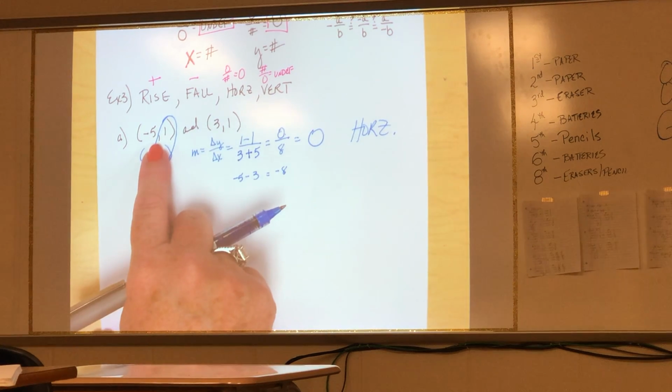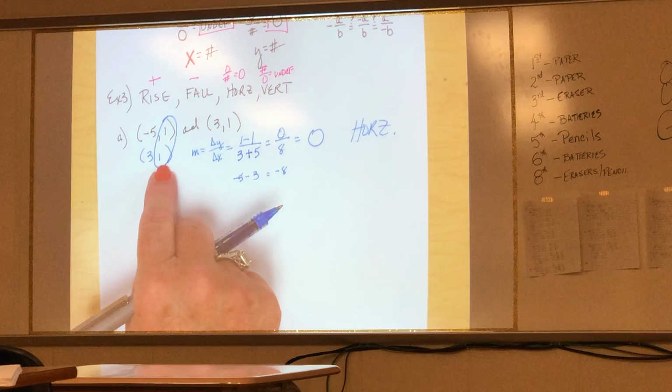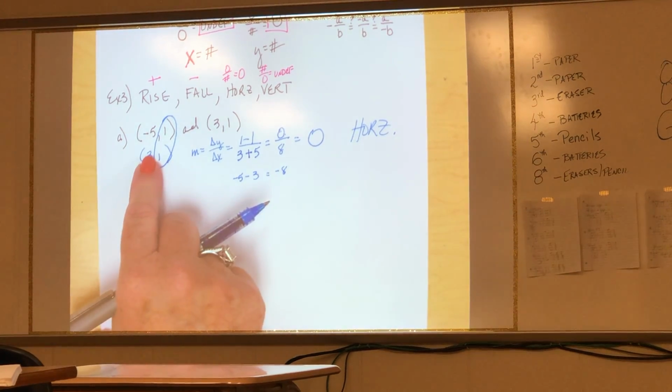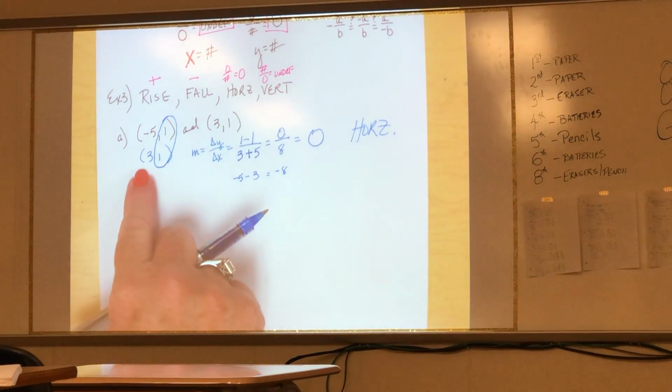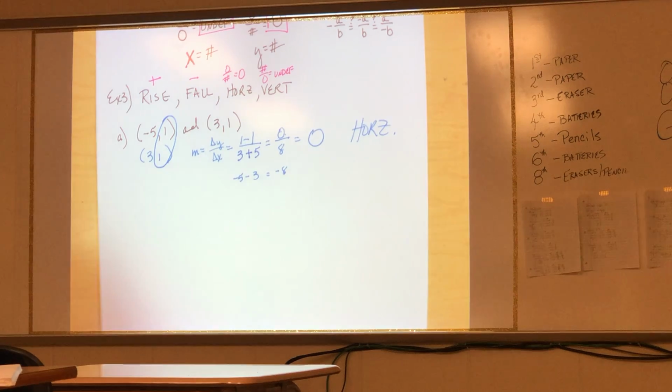Okay, so I want you to use this trick. Every time I give you 2 points and tell you to find the slope, I want you to stack the points and circle the Y's. You're stacking the points so that you get them matched up together. X's go with X's, Y's go with Y's. Okay? And I want you to circle the Y's so it's the first thing that you look at.